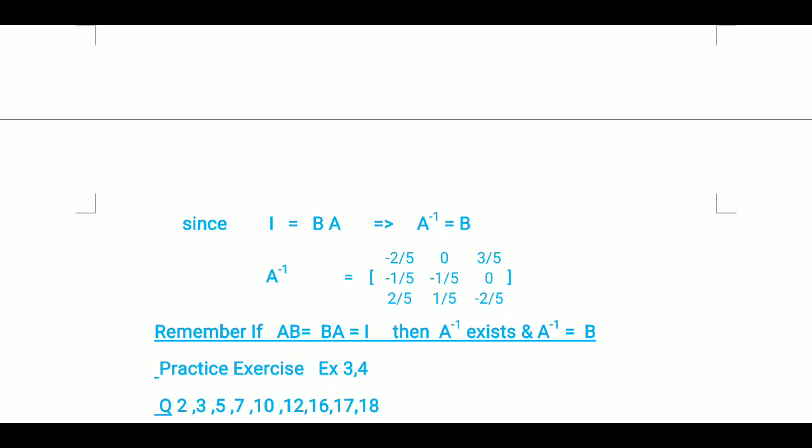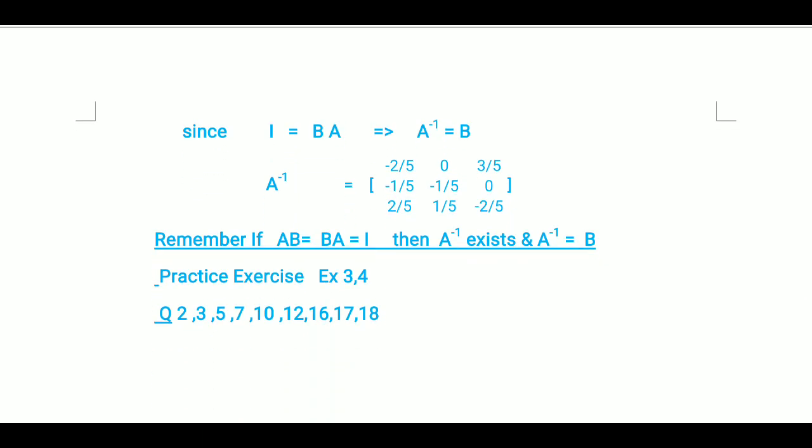Remember this: if AB and BA give you the identity matrix, then A inverse exists and A inverse is equal to B. This is the process. Understand them and practice the questions from your exercise. Question number 2, 3, 5, 7, 10, 12, 16, 17 and 18.